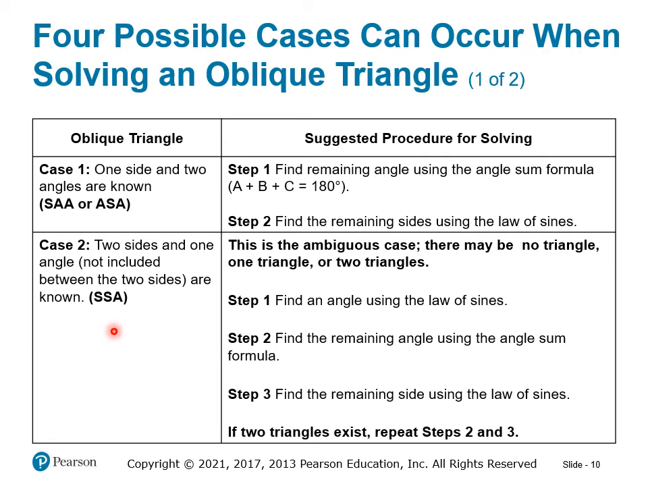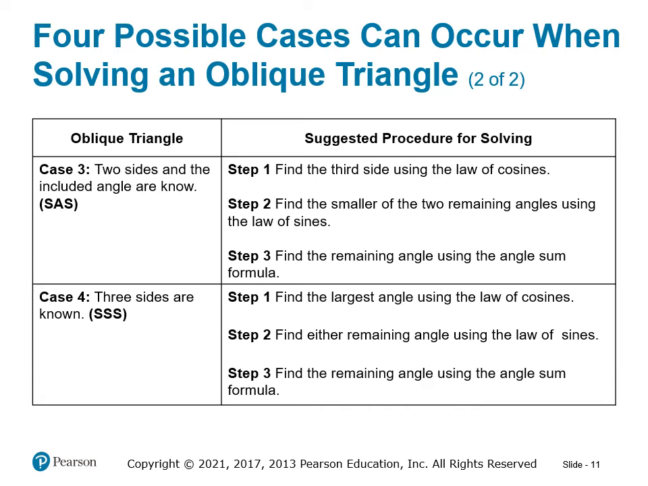Okay? Once you've found that angle, possibly two, you find the remaining angle using the angle sum formula, and then all the remaining sides using the law of sines. And if there are two triangles, you have to do steps 2 and 3 again for the other triangle.